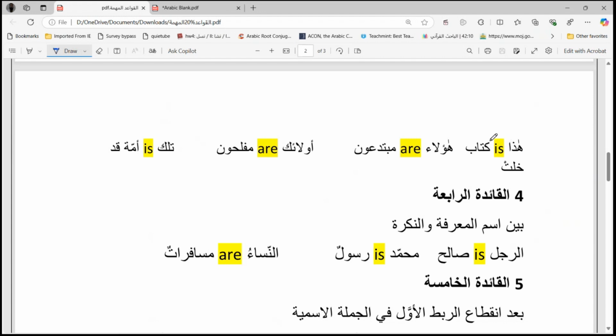Marifa, nakira: haza kitabun. If it were, for example, haza al-kitabu, this is marifa, and this is also marifa. So the rule number four is not fulfilled. You cannot place an is. This is in the basic, by default, this is how it is. But sometimes, based on the balaghi benefits, it is possible. We are not going there right now.